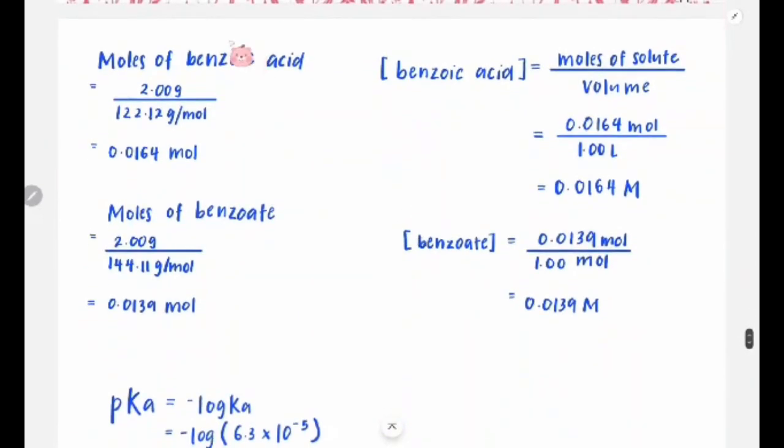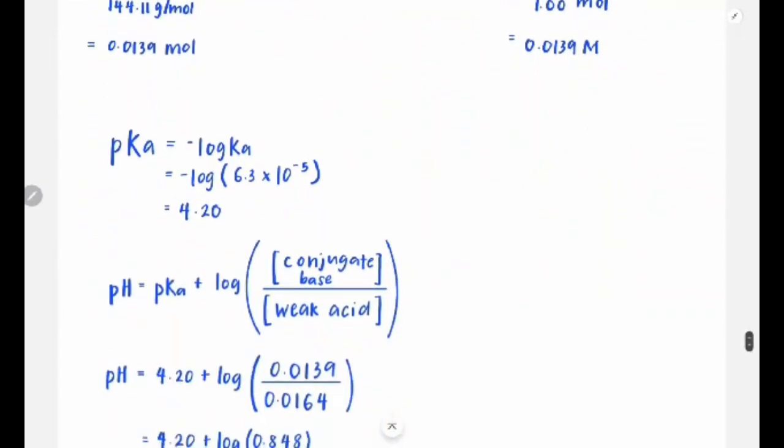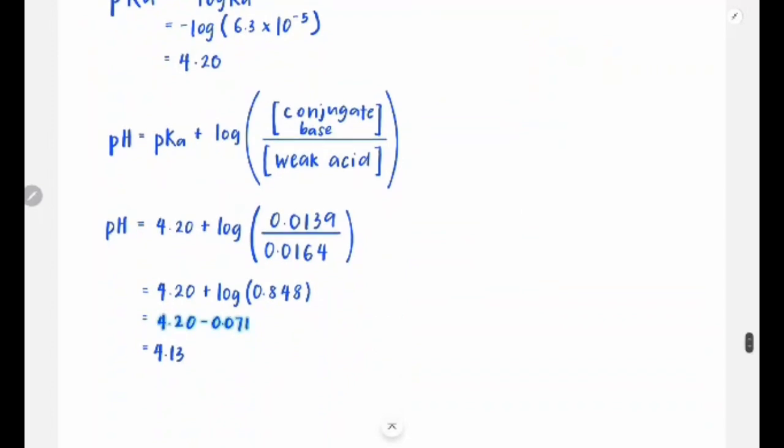So first we will find the number of moles. We just use mass over molar mass and we will get the moles. To find the concentration, we will use moles over volume. We will get the same value as the moles because the volume is 1 liter. Then to find pKa, we will use this equation, substitute the value into the equation, and we will get 4.20. And lastly, just substitute everything that we got earlier and calculate it. We will get the value 4.13.